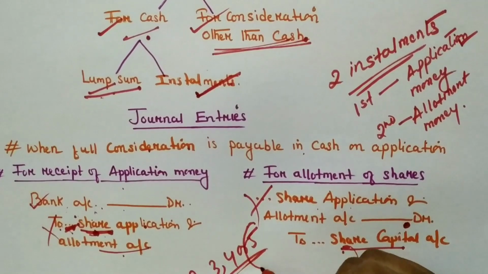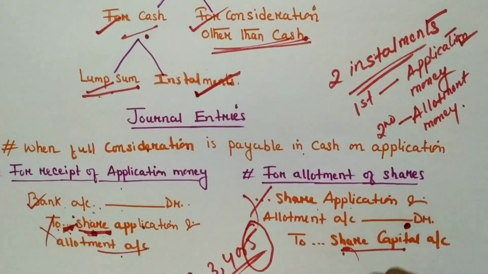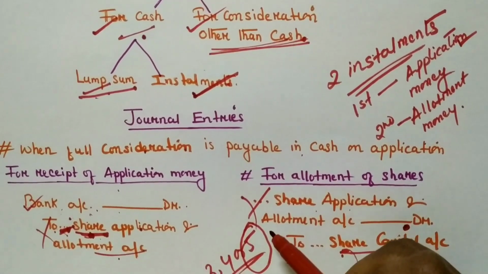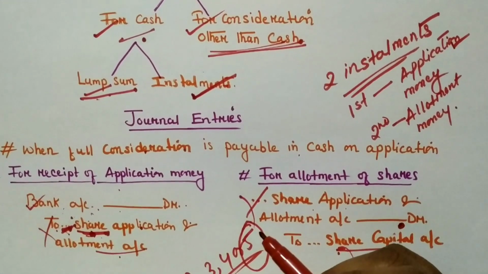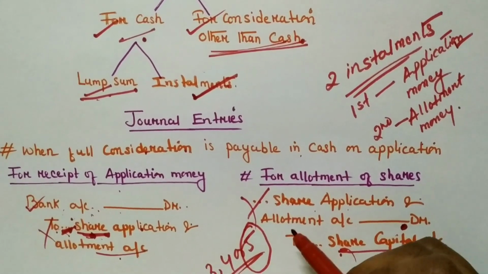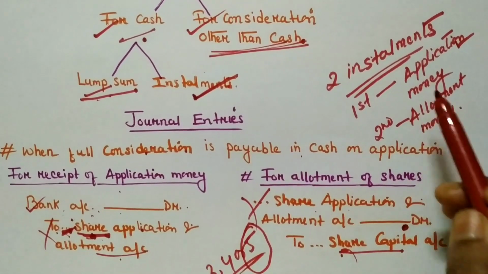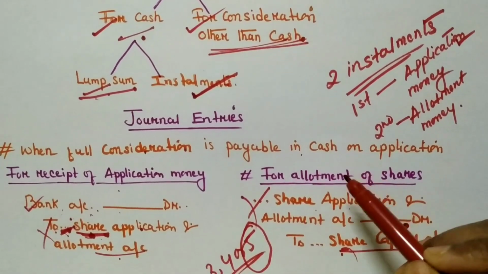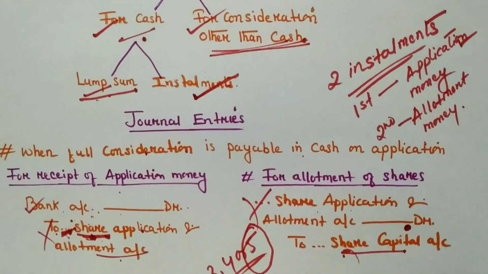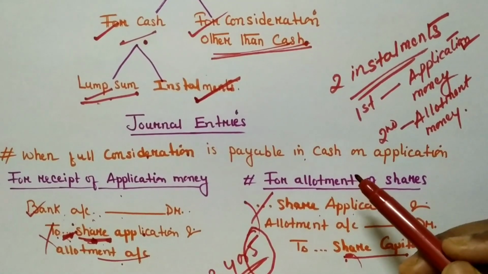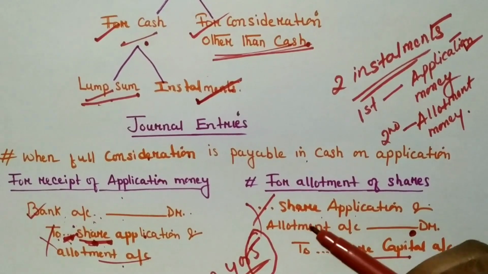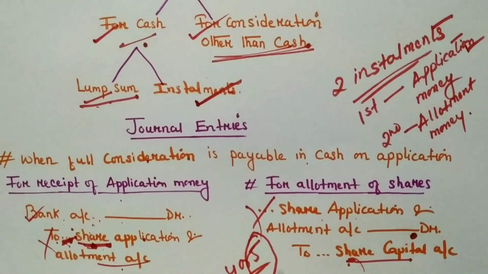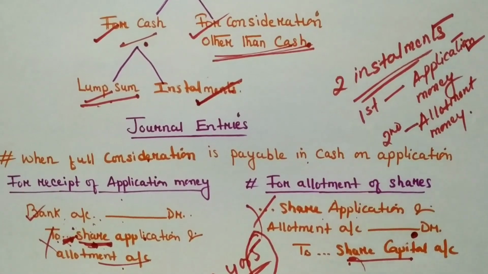Likewise, if the company takes the amount from the shareholders in 5 installments, then the first installment money is known as application money, the second installment money is known as allotment money, the third installment money is known as first call money, and the fourth installment money is known as second call money. Lastly, the fifth installment money is known as the final call money.